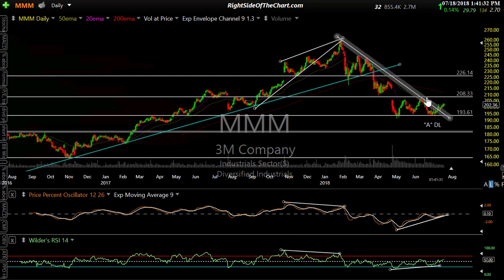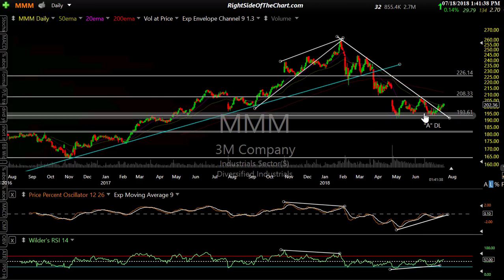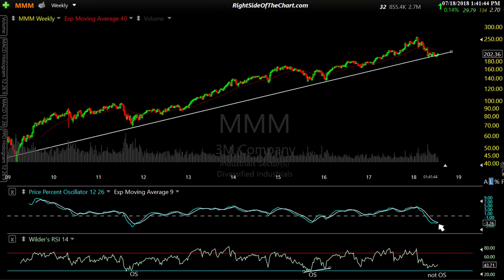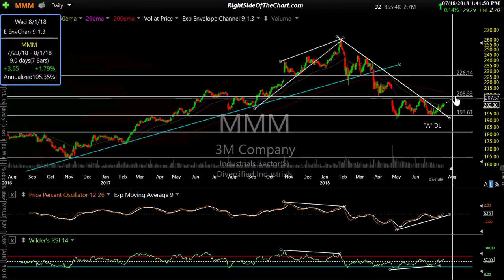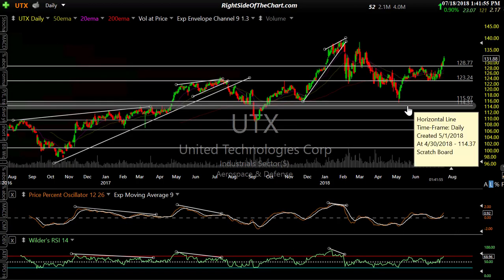3M, MMM, downtrend line breakout, almost a divergent low, meaning this was a slightly lower low. If it was equal lows, that would technically be positive divergence because you had higher lows on the indicators, but it wasn't. Weekly time frame, we're right at trend. So we're on trend line support with a breakout on the daily time frame. This one looks good up here, at least 208.33 and possibly more.